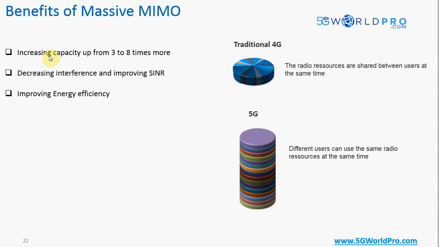Using massive MIMO is an ideal solution to increase capacity in congested areas, especially when adding another frequency band isn't really an option. Thanks to massive MIMO and its ability to leverage its antenna array to focus on different users, we will be able to have a tremendous increase of capacity, from 3 to 8 times more in comparison with the current 4G systems.